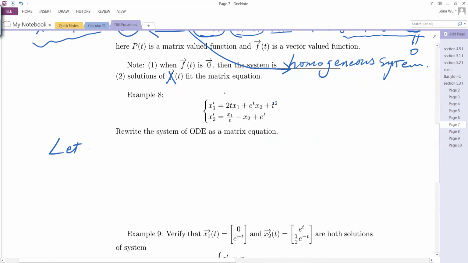First of all, you need to let a vector x contain your unknowns, right? What's this vector x? x1, x2. Then let's do it step by step. First of all, for the left-hand side, this will just be vector x, its derivative, right?